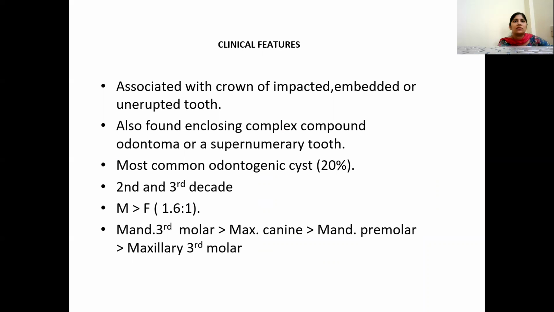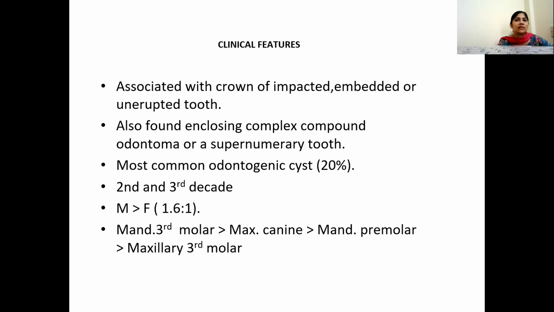What are the clinical features of a dentigerous cyst? It is associated with the crown of an impacted, embedded or unerupted tooth, and is also found enclosing a complex compound odontome or supernumerary tooth. So with any impacted, embedded or unerupted tooth, you can see this cyst enclosing it. It could be an unerupted or impacted tooth, a supernumerary tooth, or an odontome also. In all these cases the tooth is impacted.